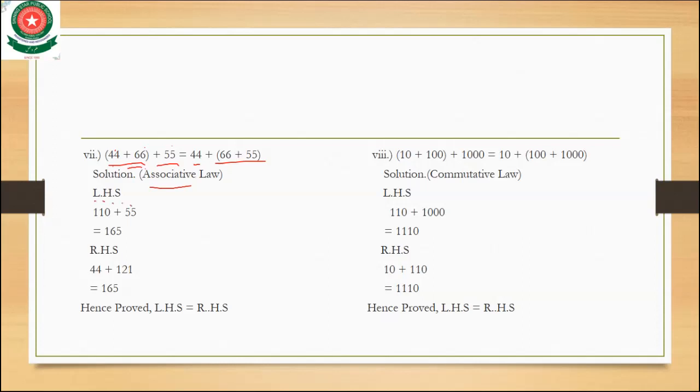So first of all, take the right hand side. First of all, add those numbers which are in the bracket in the right hand side. Add 44 plus 66. The answer will become 110. Then take out this 55. The answer will become 165.